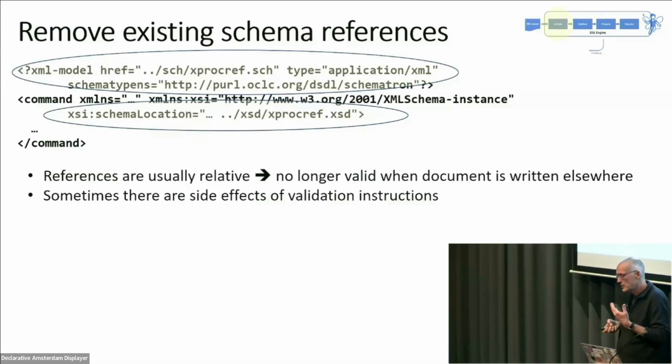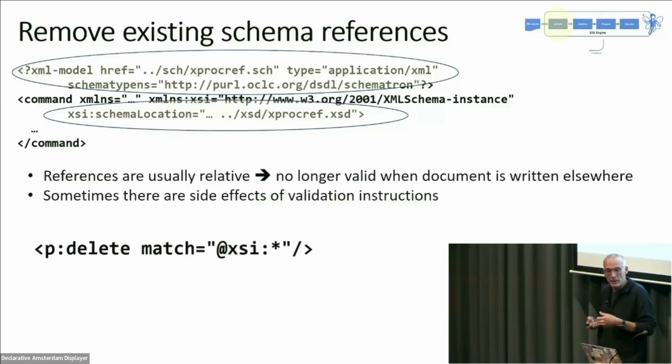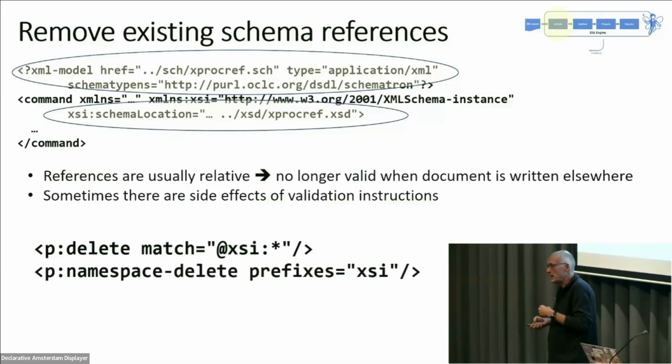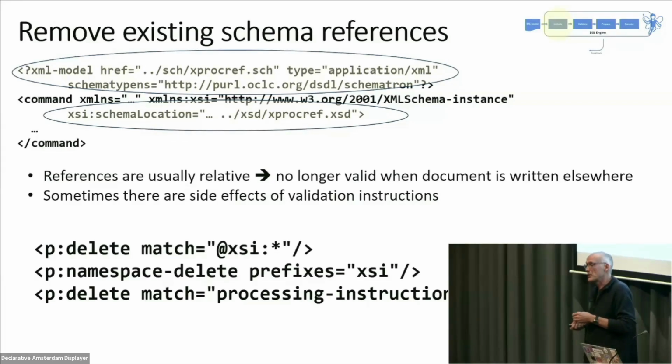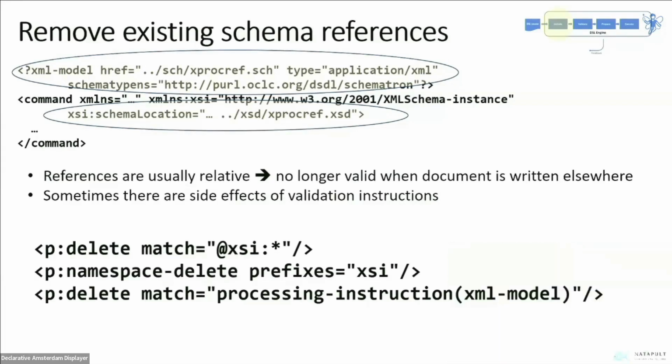And also what I've noticed is that sometimes these references, which are now all over the place, because on the root of every included file, they get in the way. They have all kinds of side effects you don't want. So what you want to do is remove them, which is in XProc pretty easy. You delete all XSI attributes from your file, which are gone. And while you're busy, why not delete the namespace XSI altogether, because you don't need it any longer. This is not necessary, but it's a nice cleanup. And you delete all processing instructions called XML model. And now you have a clean file without any schema references in it anymore.